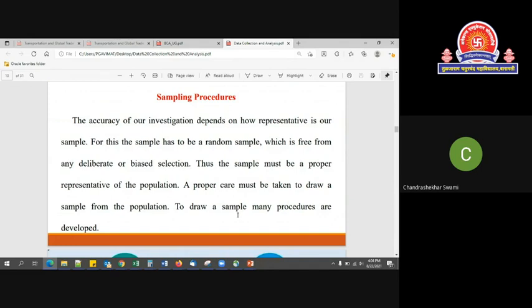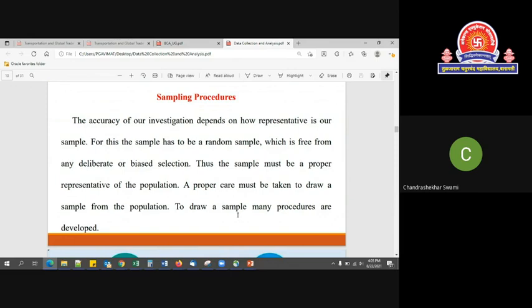If the items selected in your sample are not a good representative of your population, then your inference on the population is not correct. So the accuracy of the result, or the accurate investigation, depends on how representative your sample is. For this, the sample has to be a random, representative sample.